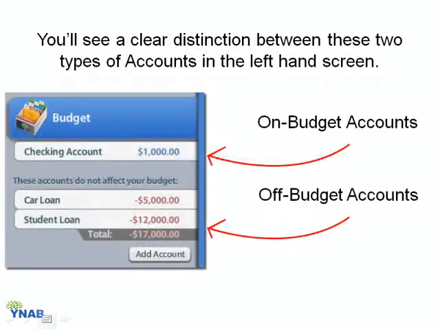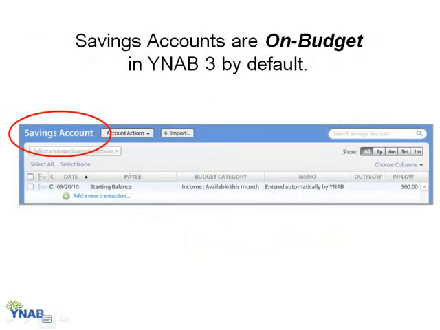You'll see a clear distinction between these two types of accounts on the left-hand side of the screen. On-budget accounts appear under the Budget tab. Off-budget accounts appear under "These accounts don't affect your budget." Savings accounts are on budget in YNAB 3 by default.